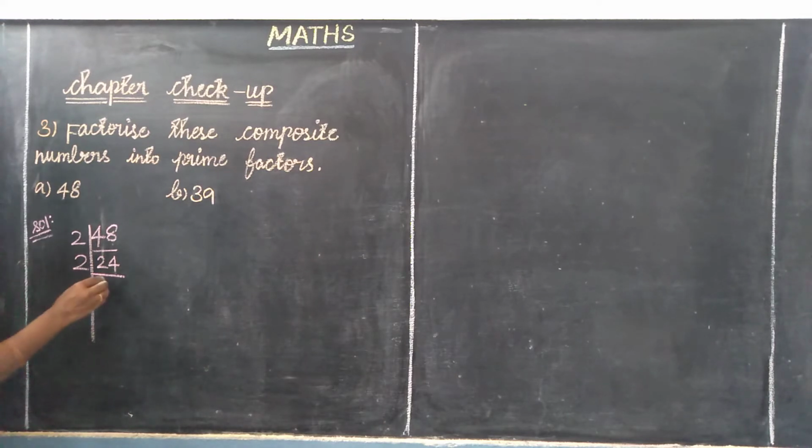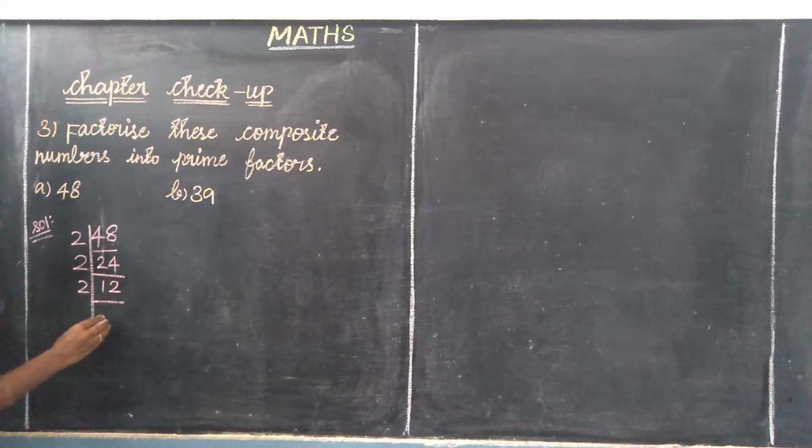Then how many times? I consider the first digit, 1: 1 2 is 2. Then the second digit is 4: 2 2's are 4. So 12 times 2 makes 24, using the 2 table. Next, again divisible by 2, because the last digit is divisible by 2. So 12 is also divisible by 2. Then how many times? 6 2's are 12.